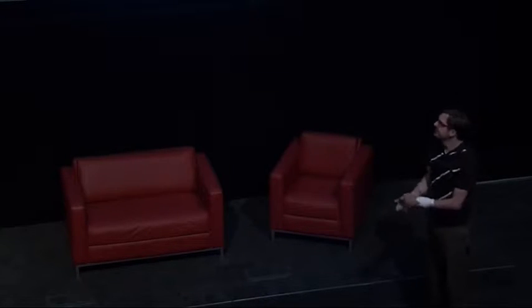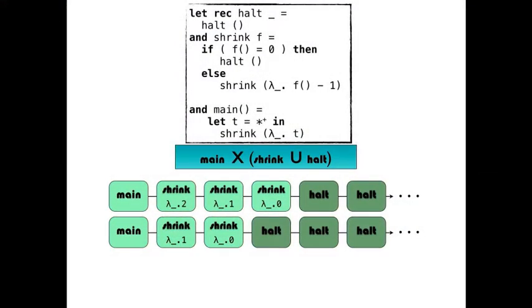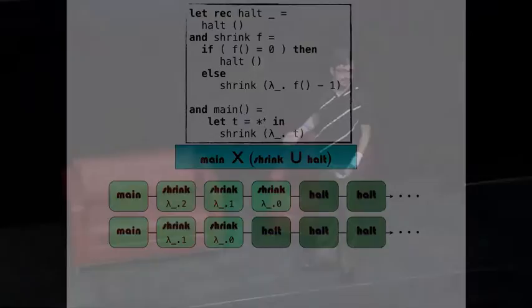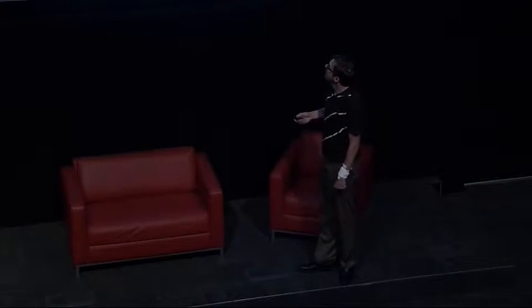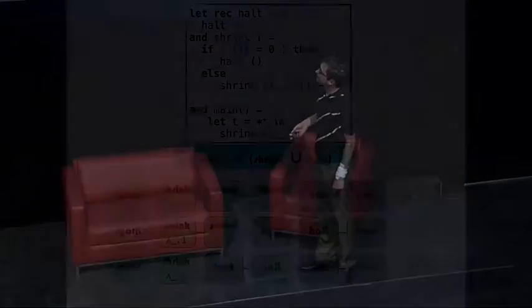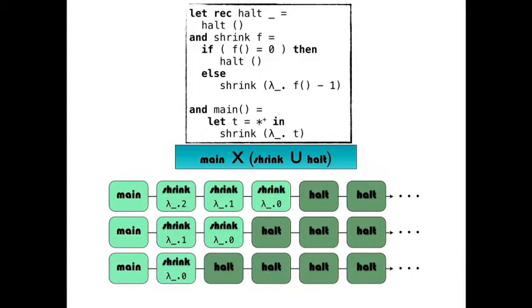Okay, so another trace is this one, where obviously t can be bound to something other than 2. Let's say 1. So I think we're all getting the picture here that if you consider any trace, it's going to satisfy this temporal property, main x shrink until halt.